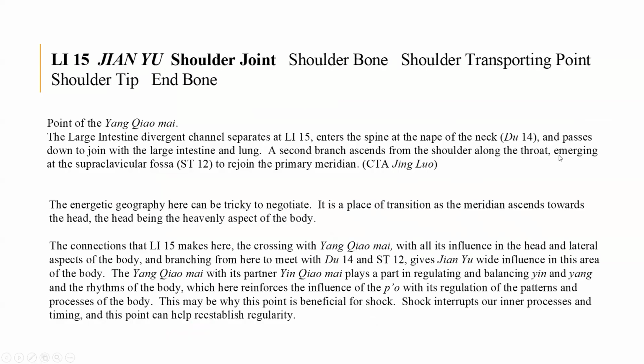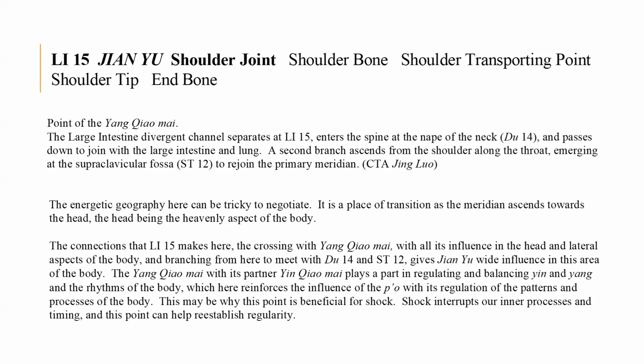LI 15: shoulder joint, shoulder bone, shoulder transporting point, shoulder tip and bone. Point of the Yang Qiao. The large intestine divergent channel separates at LI 15, enters the spine at the nape of the neck, Du 14, and passes down to join with the large intestine and lung.